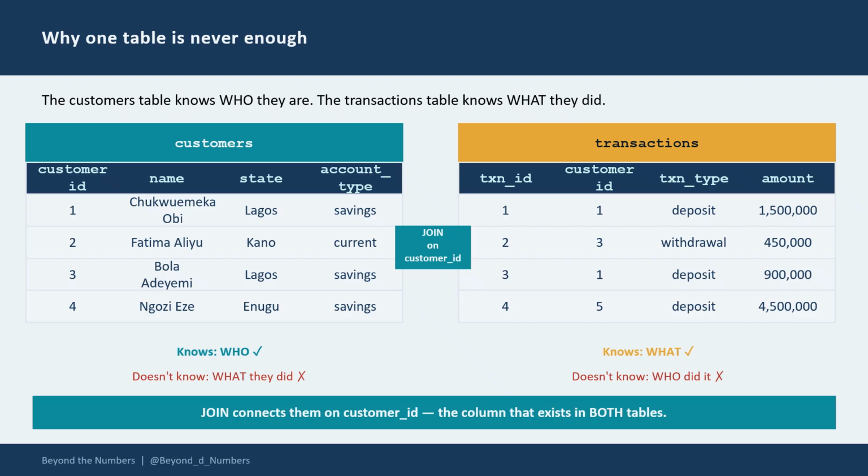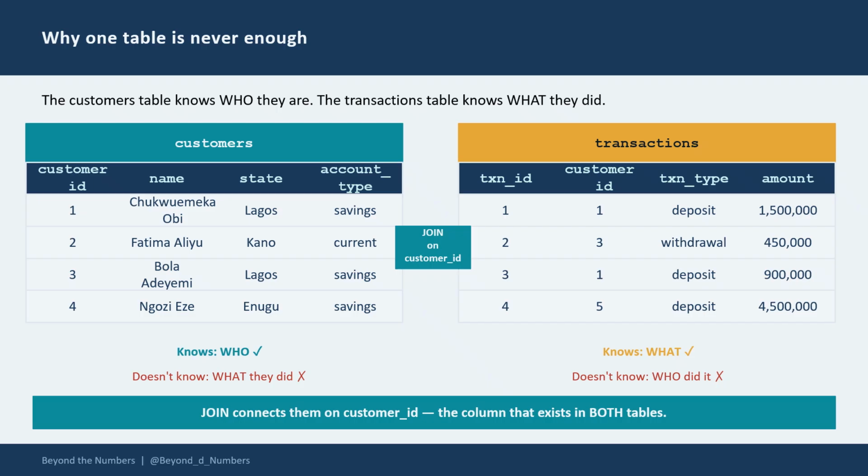So if I ask, how much did Chukwuemeka Obi deposit in 2023? The customers table cannot answer it. The transactions table cannot answer it. But if we connect the two tables using the customer ID that appears in both tables, then they can.